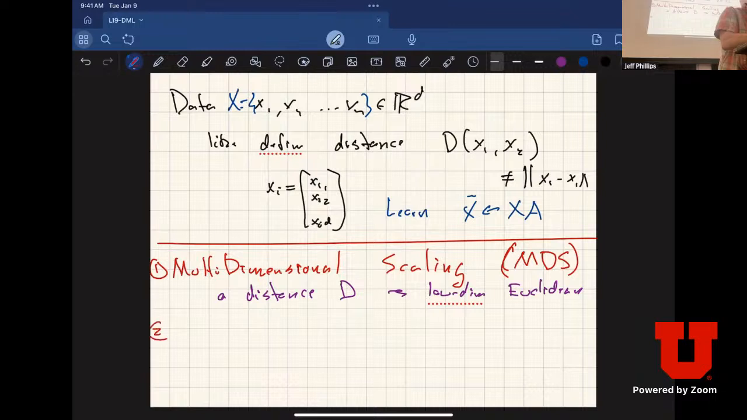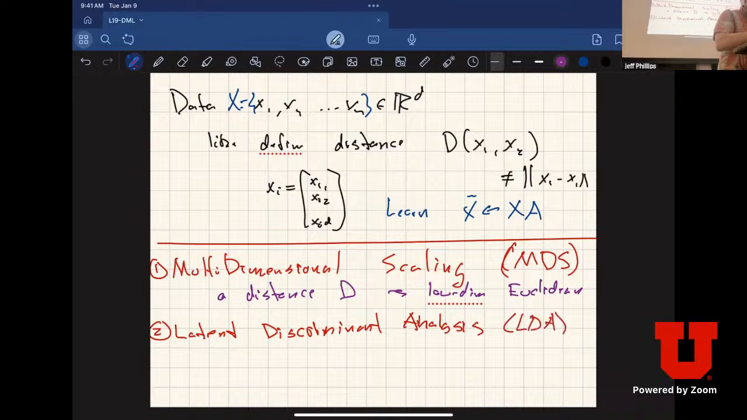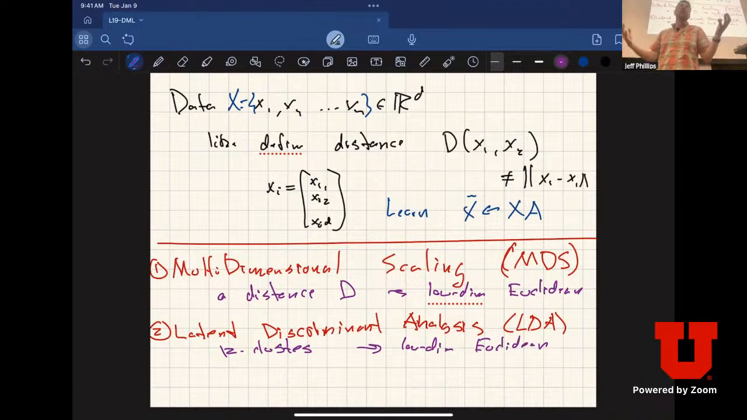Okay, the second one will be latent discriminant analysis, LDA. This one will basically go from K clusters to a low D, low dimensional Euclidean. The input is I'm going to get data and I'm going to be told what the clusters are. Then I want a Euclidean distance that is somehow respecting those clusters.